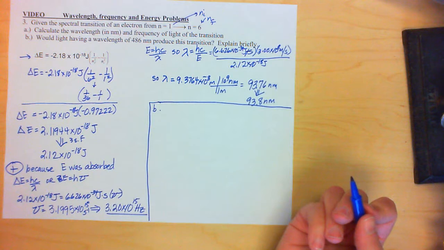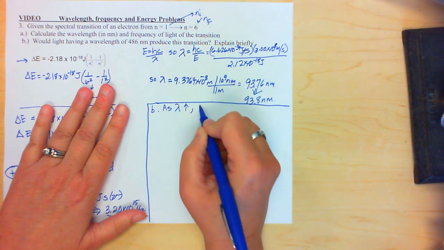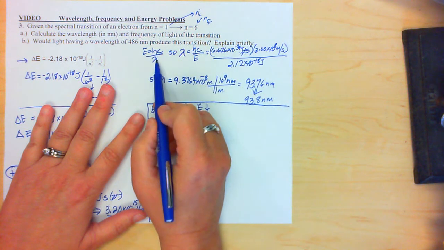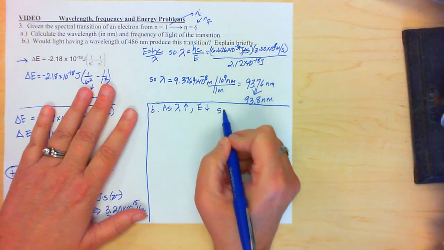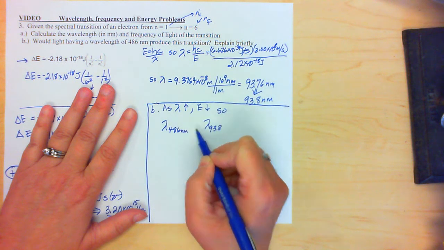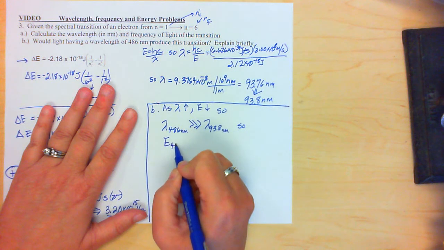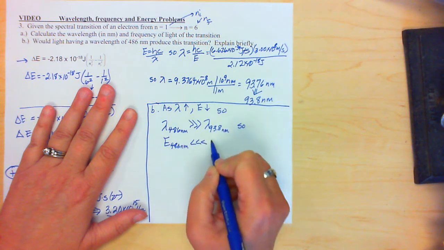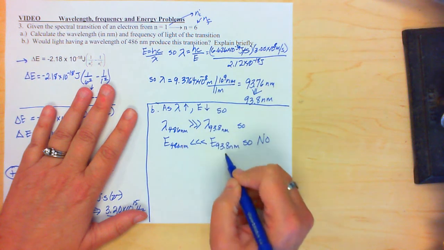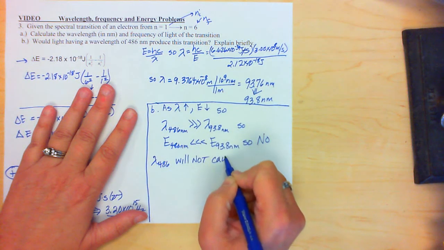So B says, would light having a wavelength of 486 nanometers produce this transition? As the wavelength increases, energy decreases because they're inverses. As wavelength gets bigger, energy is going to get smaller. So when we look at lambda 486 versus lambda 93.8, both in nanometers, this wavelength is much, much greater. So the energy associated with 486 nanometers is much, much less than the energy associated with 93.8 nanometers. So no, a wavelength of 486 will not cause this transition.